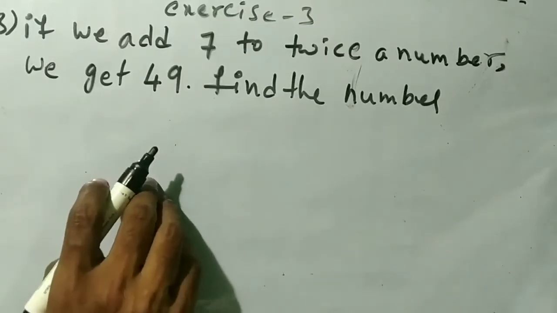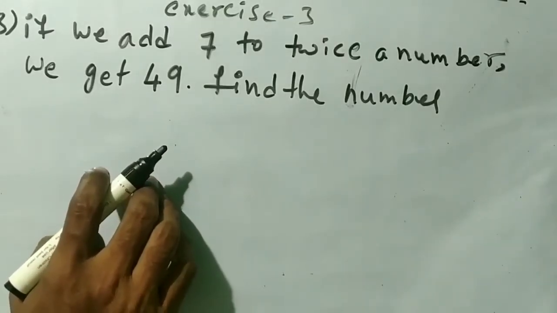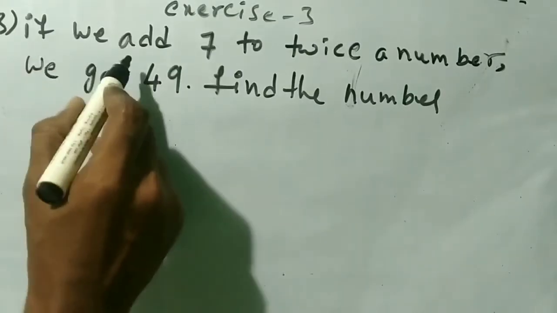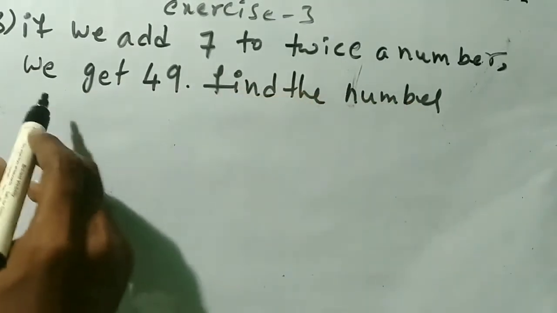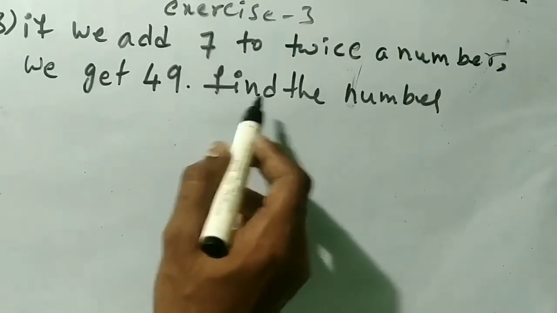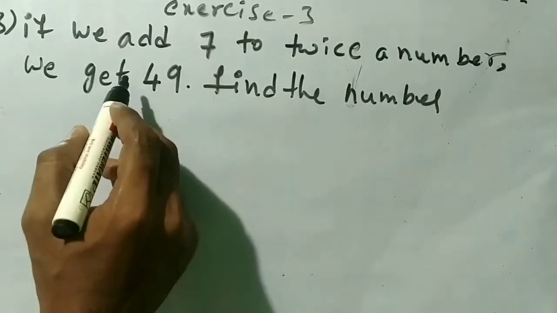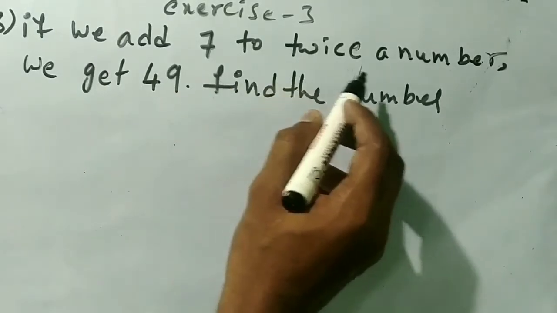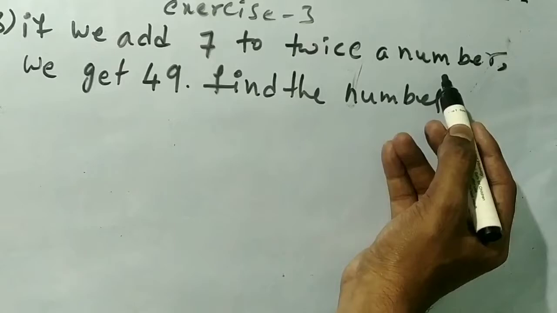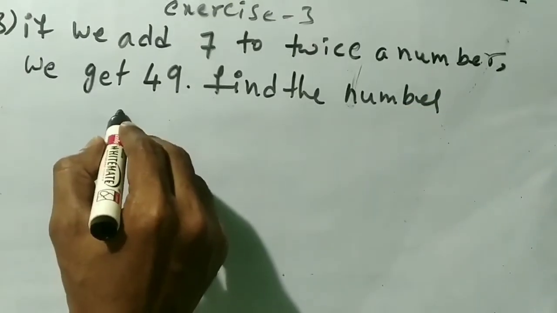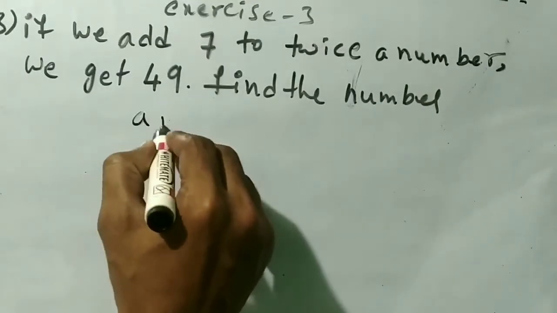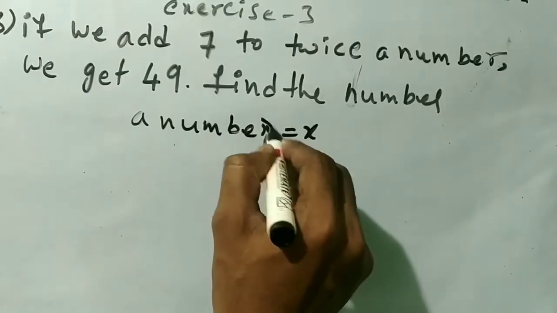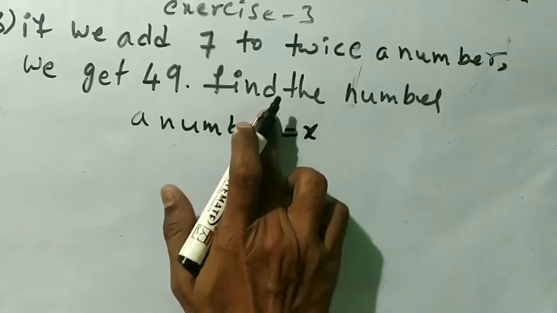The second one is the same as the first one, so you can do the first and second one. Third one I am going to do. If we add 7 to twice a number, we get 49. Find the number. We have to observe clearly that we don't know the number. Let's consider the unknown number to be x.